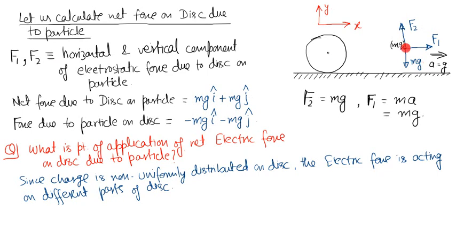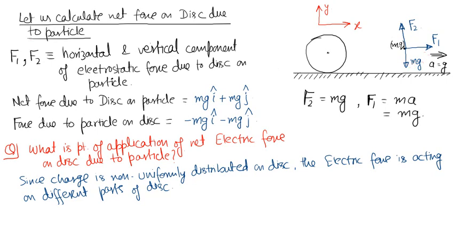I do not know the magnitude of that force and the direction of that force, so I have assumed that the electric force has two components. F1 is the horizontal component and F2 is the vertical component. So there are three forces acting on this particle: the horizontal electric force, which is F1, the vertical component of the electric force, which is F2, and the gravitational force, which is mg.